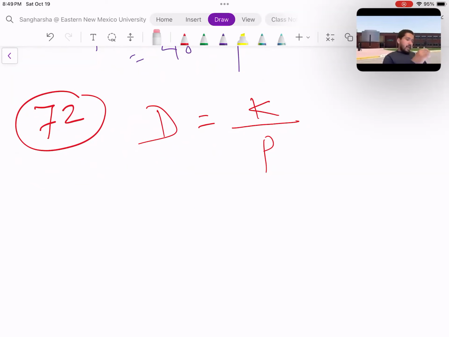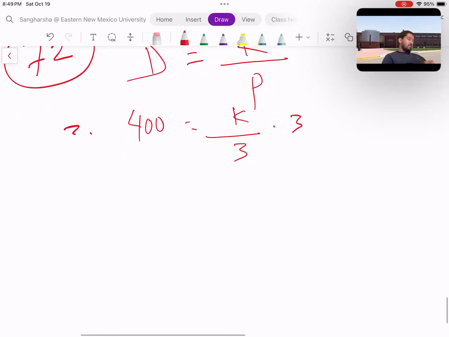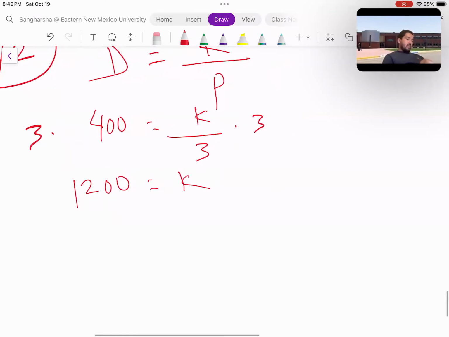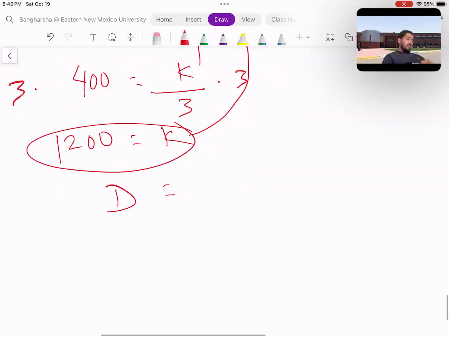Here, our demand is inversely proportional to the price. If 400 units are demanded at a price of $3 per unit, it means our demand is 400 units, K is unknown, and price is $3. Let's find K. You multiply both sides by 3. This is 1200 equals K. Now let's substitute this K value in our demand function. So D equals 1200 divided by price.